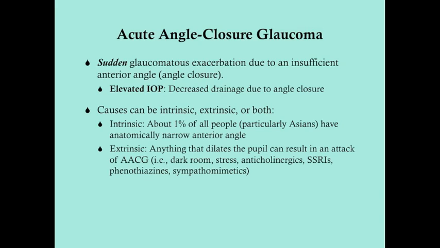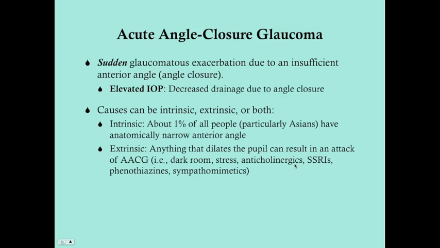So intrinsically, about 1% of all people, particularly Asians and hyperopes like me, have, in case you didn't know, hyperopia just means farsightedness, 1% of all people have anatomically narrow anterior angles. So that's a fact. Extrinsically, so other things that can cause this that you're not born with, anything that dilates the pupil can result in an attack of acute angle closure glaucoma.